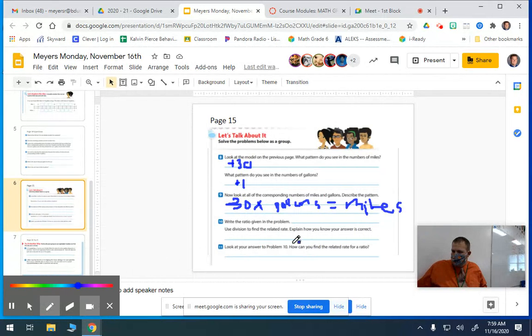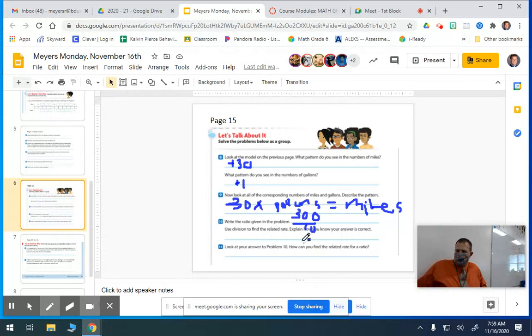Finally, we're almost done. What is the ratio given in the problem? Write the ratio given in the problem. It's 300 divided by 10, right? That's the original ratio. Use division to find the related rate. How do you know the answer is correct?